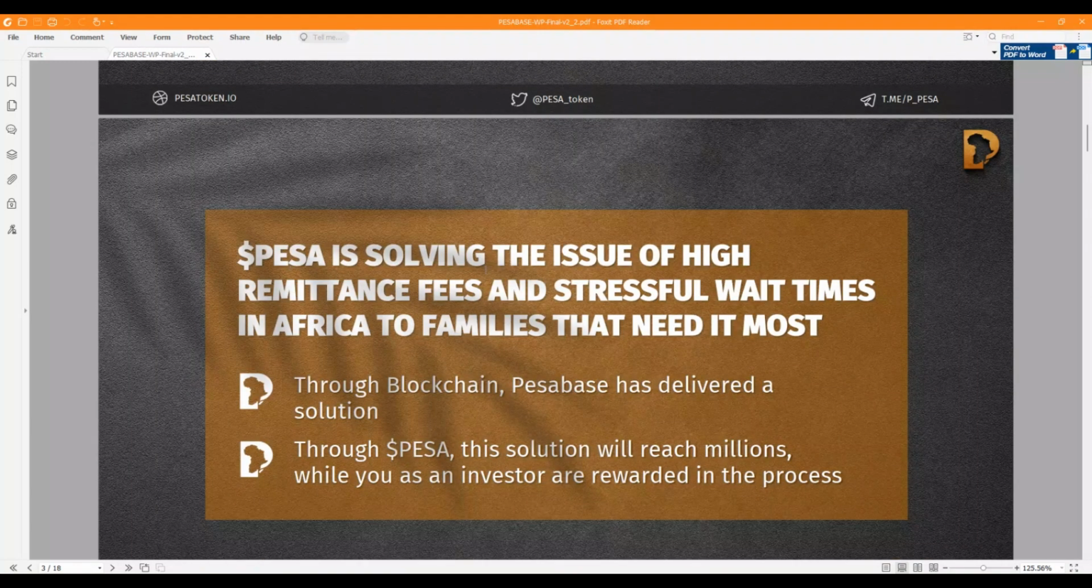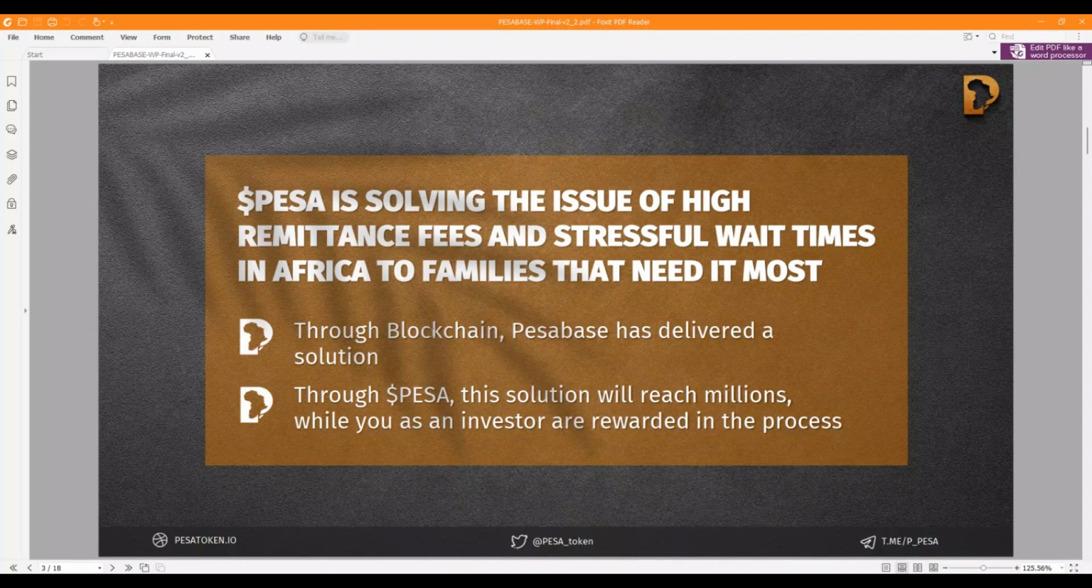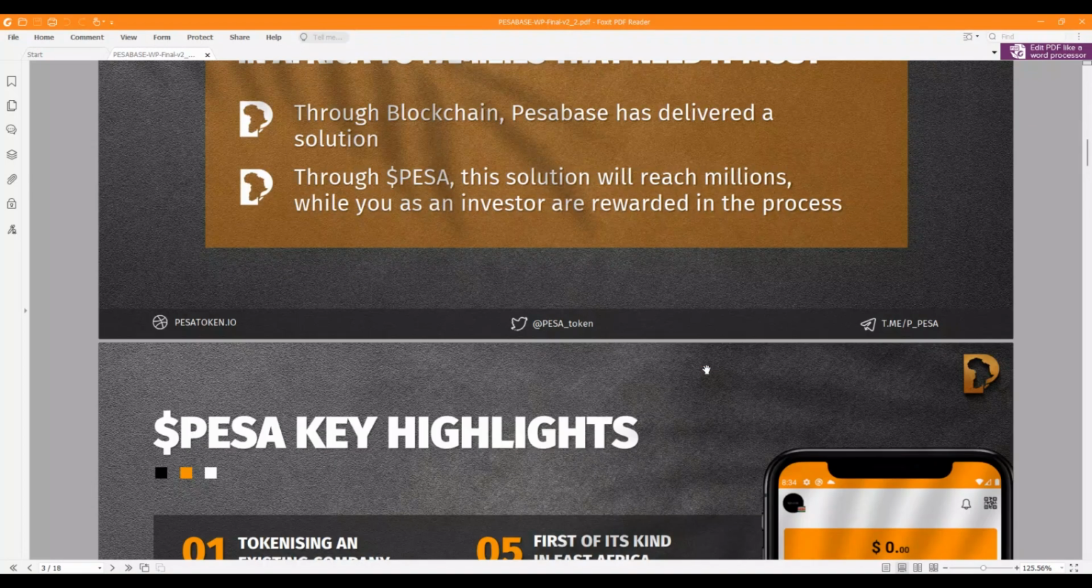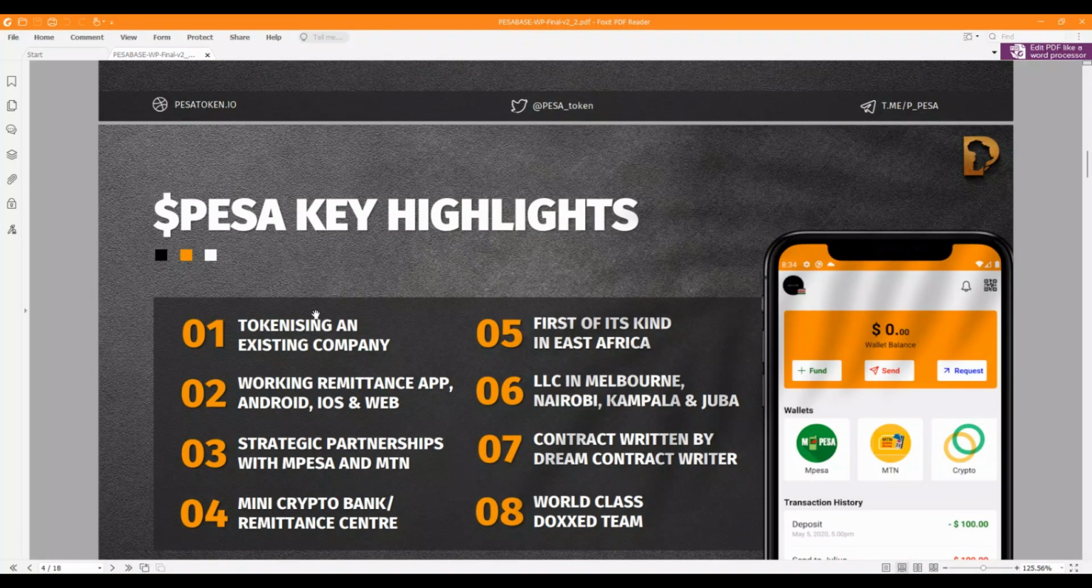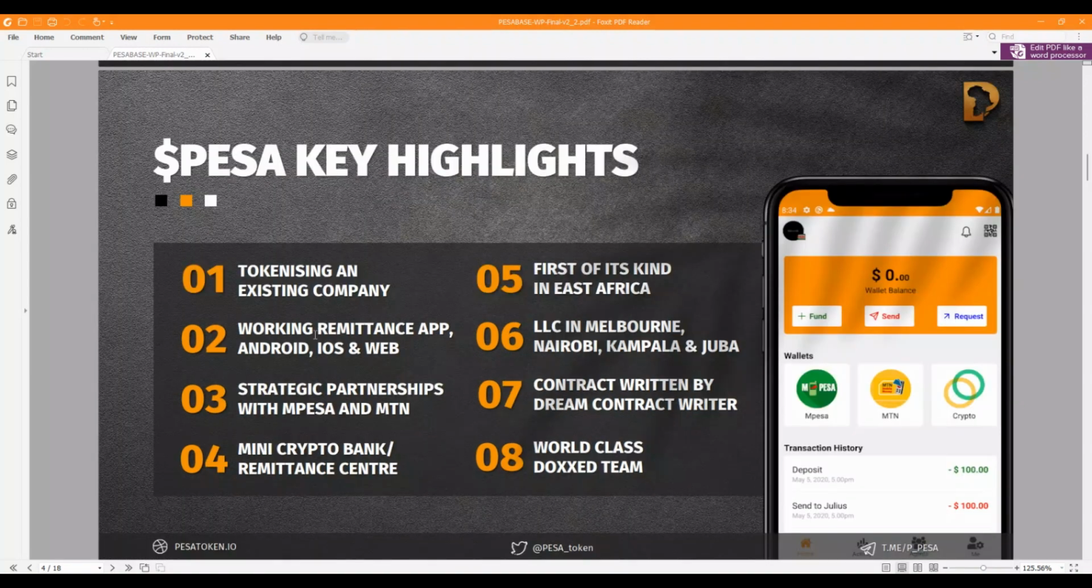And you can see Pesabase is solving the issue of high remittance fees and stressful wait times in Africa to families that need it the most. Now, through the blockchain, Pesabase has delivered a solution. Through Pesa token, this solution will reach millions while you, as an investor, are rewarded in the process. So, the Pesa key highlights: number one, tokenizing an existing company, and number two, a working remittance app on Android, iOS, and the web. Strategic partnership with M-Pesa and MTN, which are one of the largest mobile networks in Africa currently.